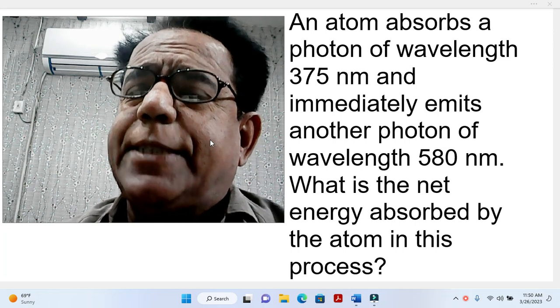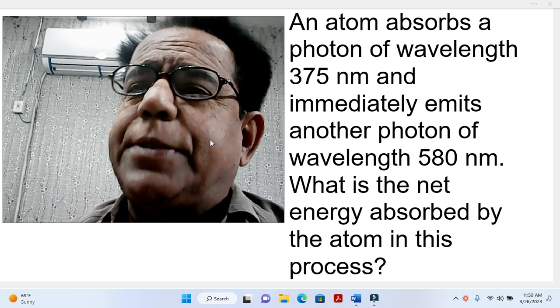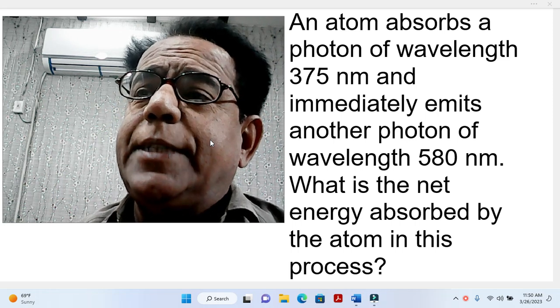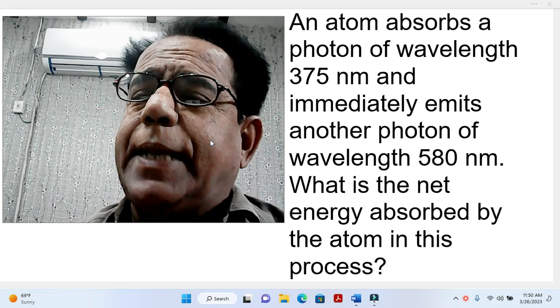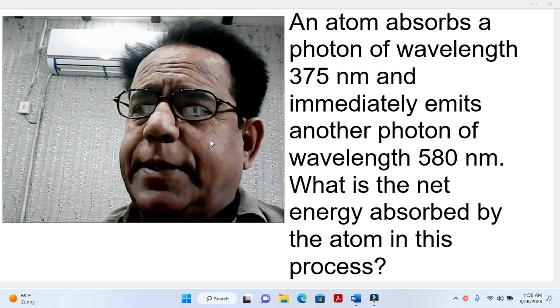This is our next problem. Problem once again having been selected from the same book, that is Modern Physics by Kenneth S. Crane. As usual, we first come to its statement.